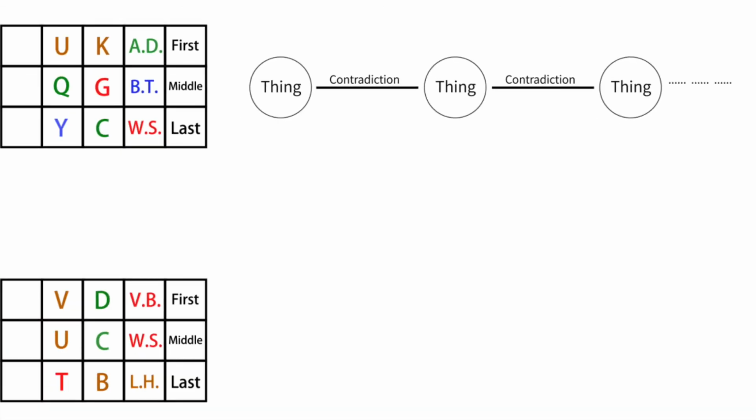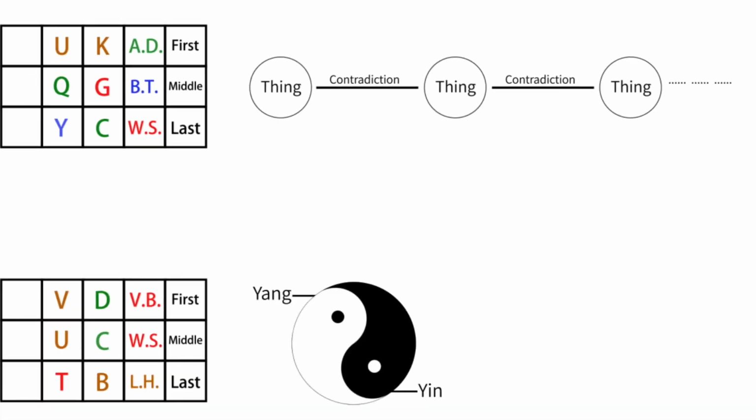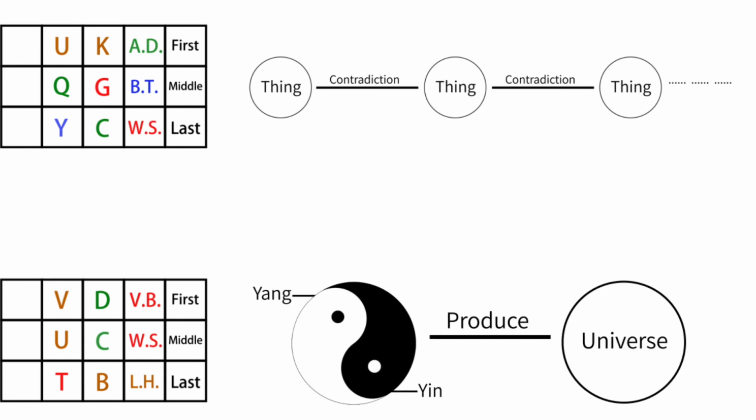That's why the Chinese theory of yin and yang thinks that yin and yang are the beginning of the universe. It doesn't matter what their names are. What matters is that they are two completely opposite energies, which through constant confrontation and cooperation produce the whole universe.